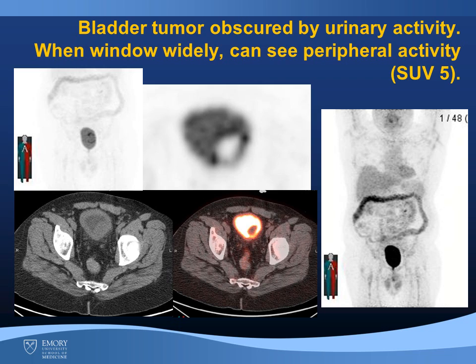And this patient had a bladder tumor, and it was obscured on normal windows with FDG activity. But when you window widely, as we see here, and also examine the CT very carefully, we can see the bladder mass, and in fact there's a little peripheral activity in the mass with an SUV of 5. It's just overwhelmed by the FDG activity in the urine.